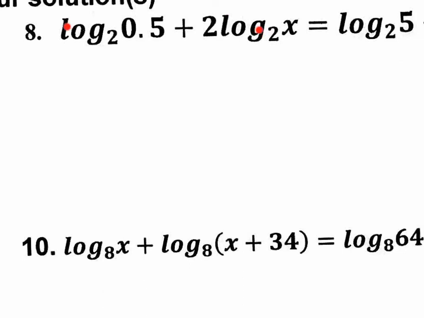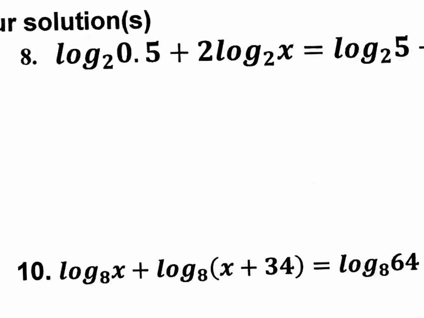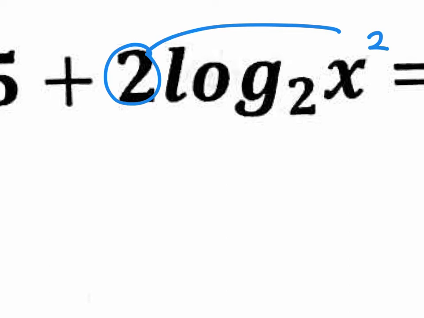I need to take both of these logs and make them 1. I need to condense them using the properties. The first property that I'm going to use is the power property, where I take this 2 and I raise it so it could become a power, the power property, okay?